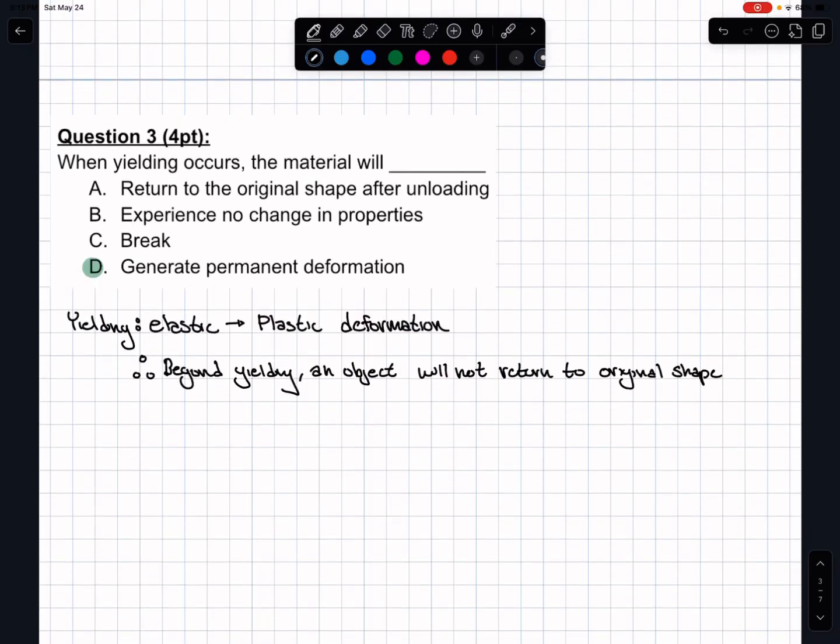Moving on to question 3, we are asked when yielding occurs, the material will, and this just needs us to know the definition of yielding, which is the stress amount that turns a material from undergoing elastic deformation to plastic deformation. Beyond the yielding point, an object will not return to its original shape. Thus, looking back at the questions, I chose D, the stresses beyond yielding will generate permanent deformation.